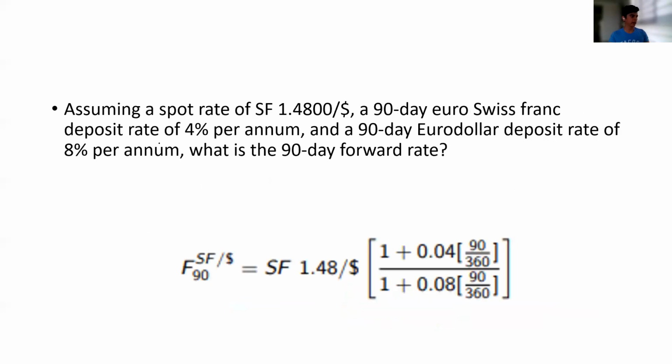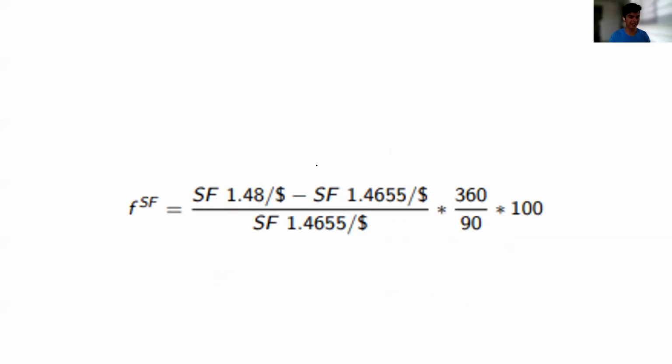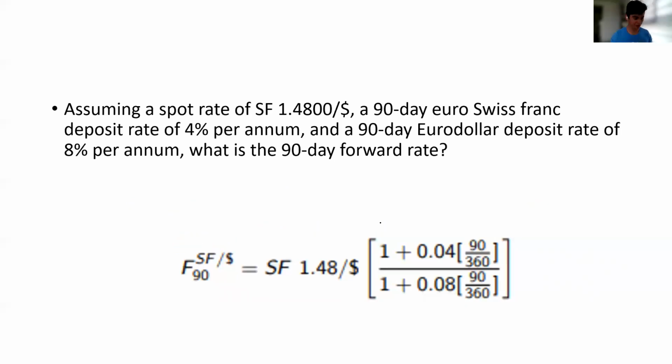So if I solve all of this, you can do it in your notebook or in Excel. If I have this data, it means the spot rate is 1.48 Swiss francs per dollar. That's my spot. The time is 90. And the interest rate of Swiss francs is 4%. That's here, 4%. And for dollars, it's 8%. Then you do all of this, and the result, well, you can do it in the next video.